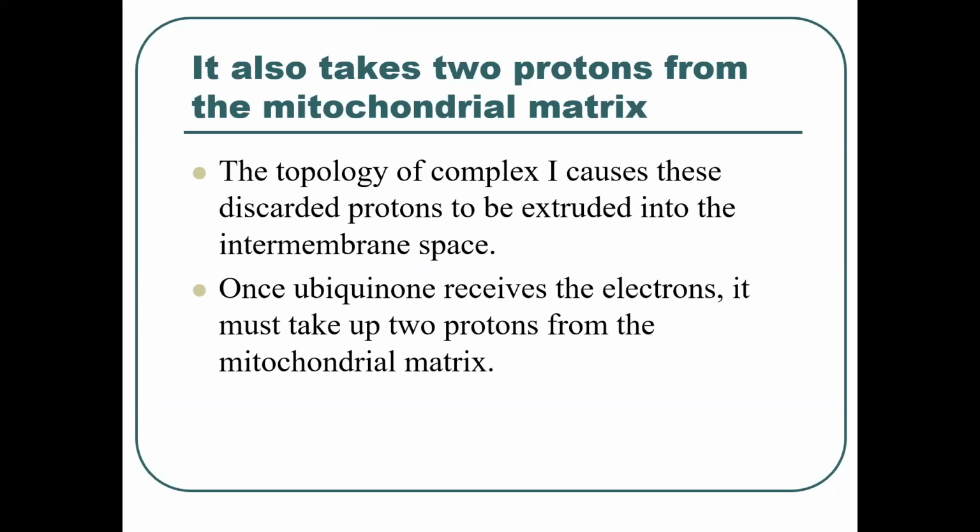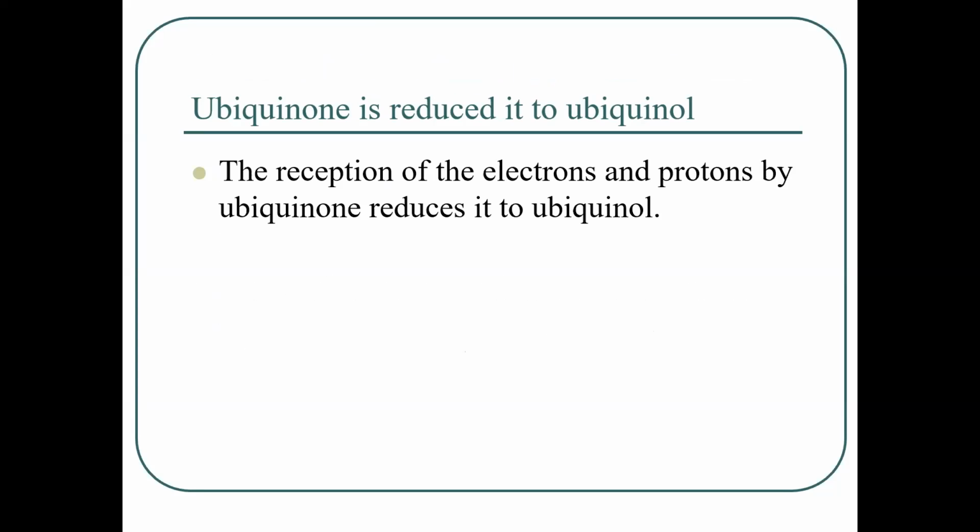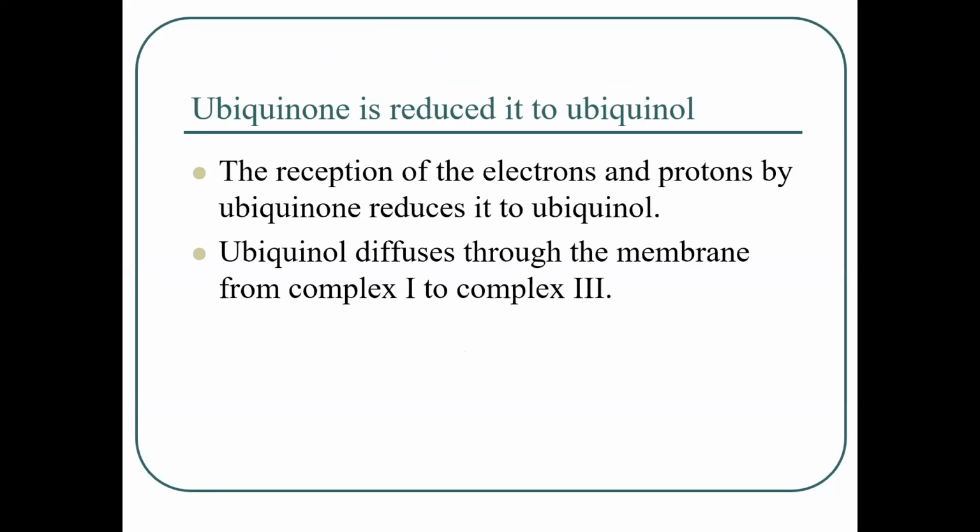There is a nice little pocket for the binding of ubiquinone that will take up the electrons. The protons then will come from the mitochondrial matrix, thus depriving the mitochondrial matrix of protons and enriching the intermembrane space for protons. And in doing so, the ubiquinone is reduced to ubiquinol. Ubiquinol can then diffuse through the membrane very, very effectively and ferry those reducing equivalents to complex 3.